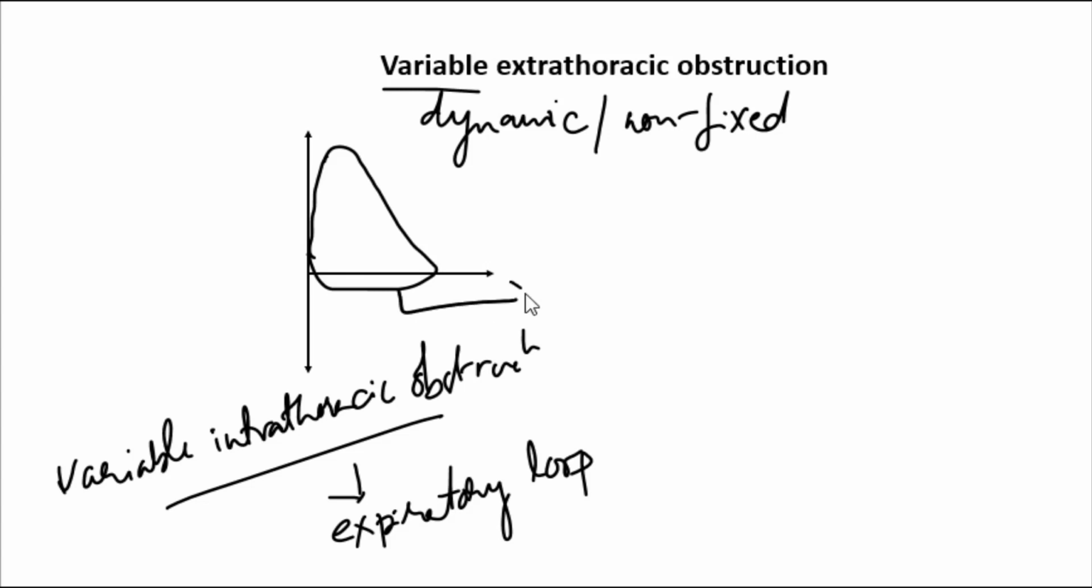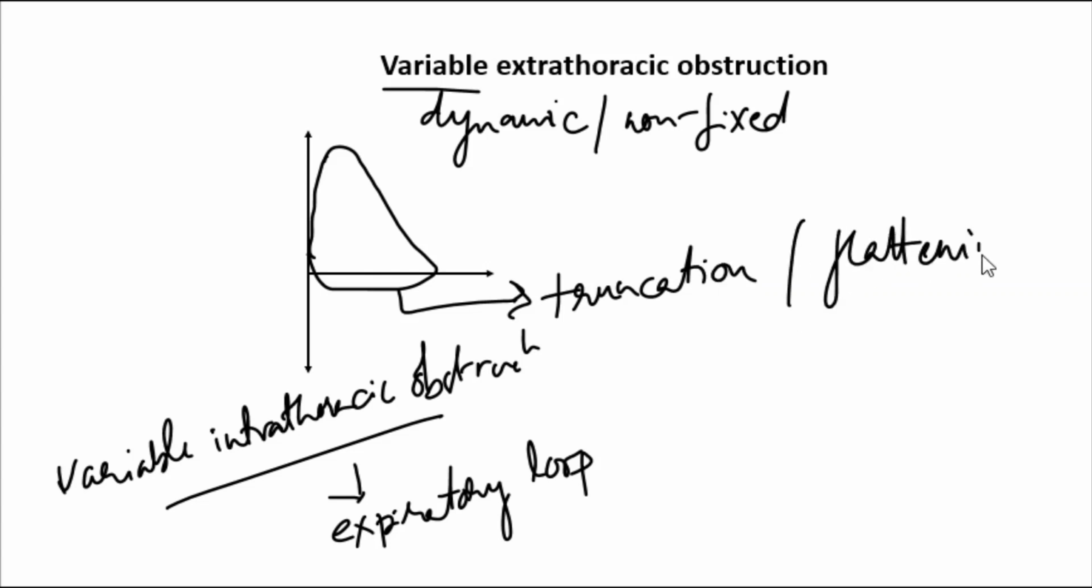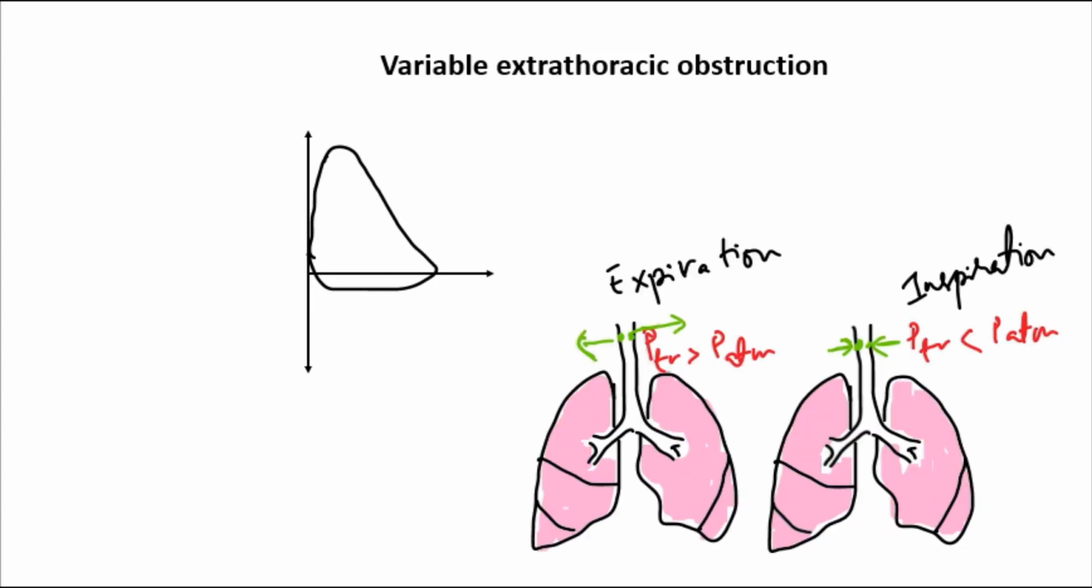So there is a truncation or flattening of inspiratory loop. So what is the reason behind it? The reason is that during expansion of thorax during inspiration, the pressure in trachea is less than atmospheric pressure. So any obstruction that is present outside thorax is accentuated.